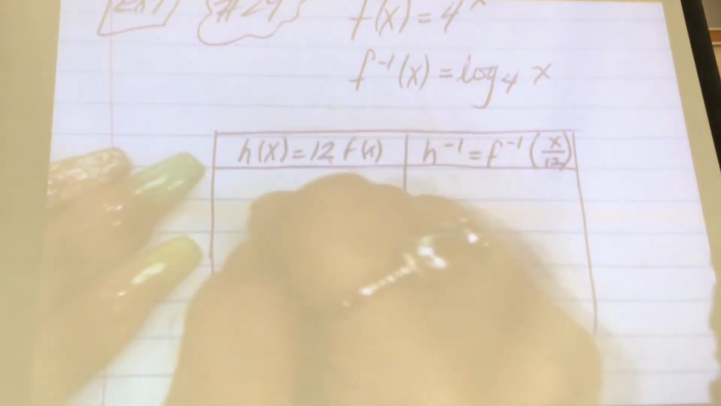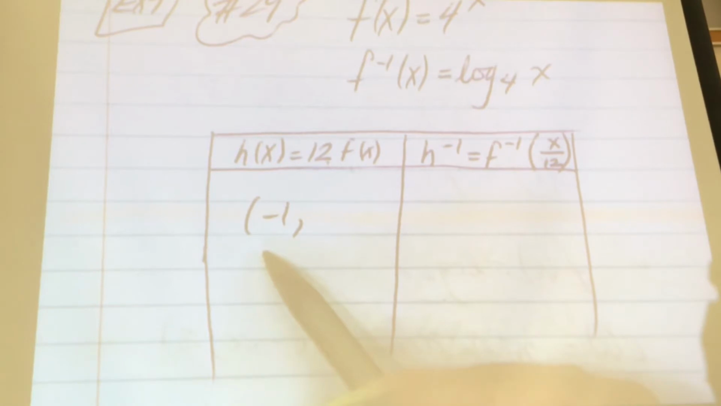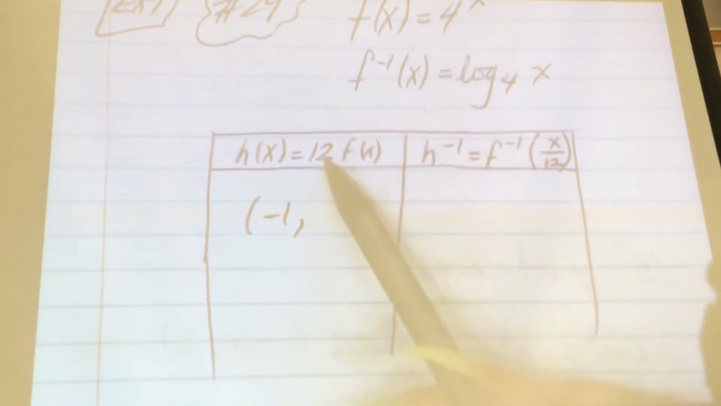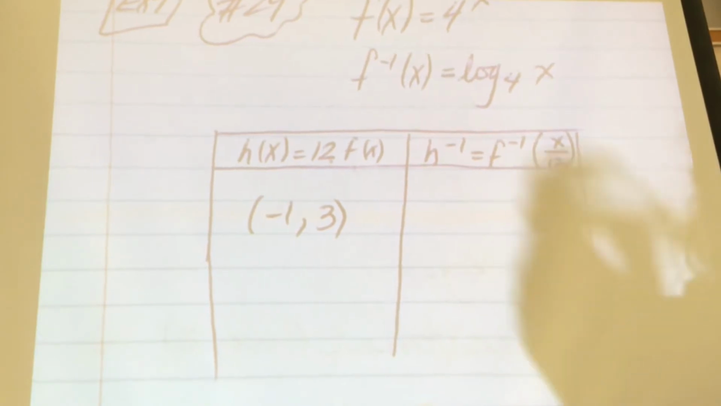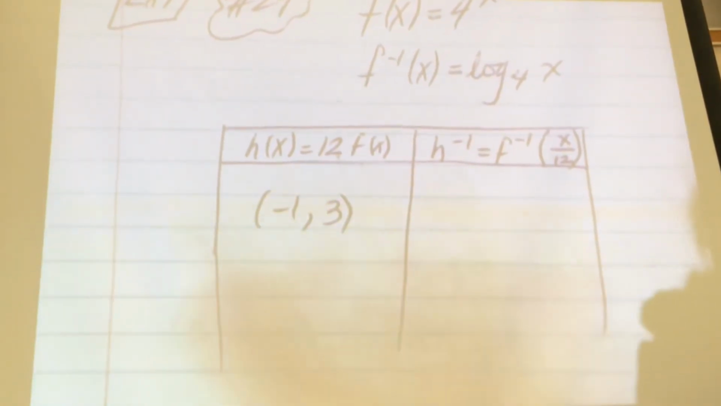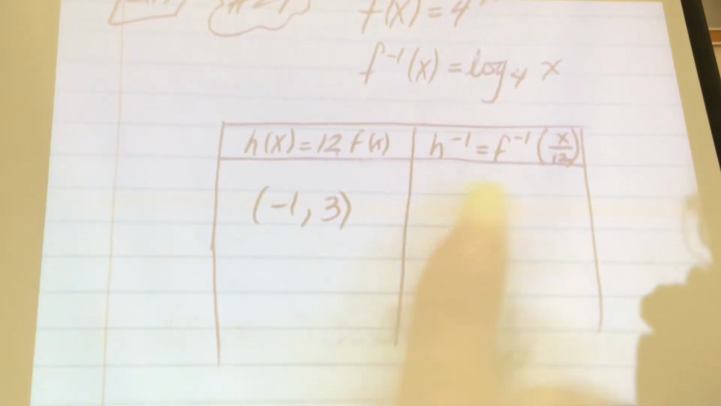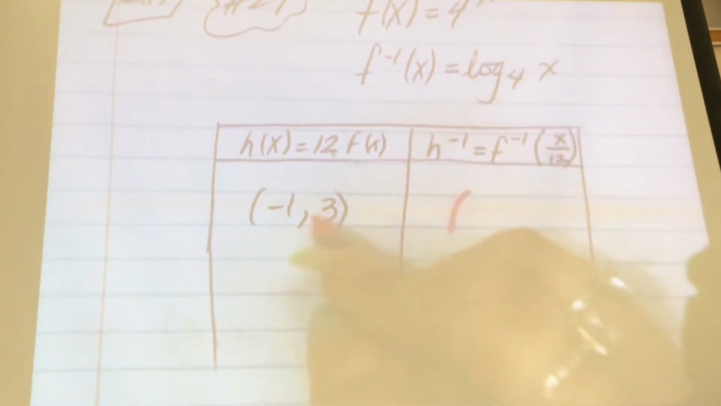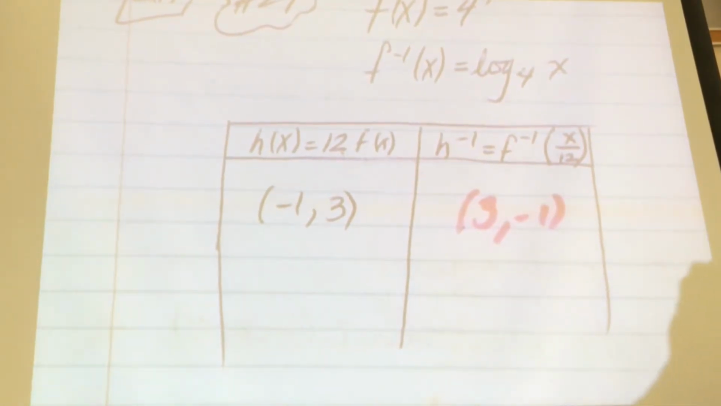All right. What happens if I plug in -1 into this function here? Ready? What's 4 to the -1? 1/4. What's 1/4 of 12? 3. And what do you know about inverses? Let's go back to last chapter. What do you know about inverses? This should be what? 3, -1. So what I'm going to do is find 3 points here, and then I'm going to switch them on this side so I can graph the inverse.